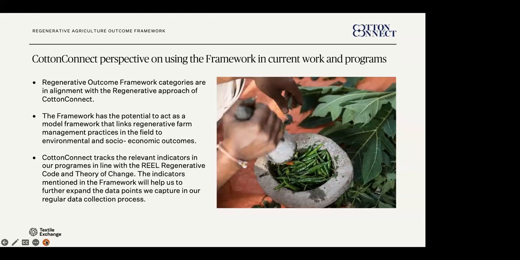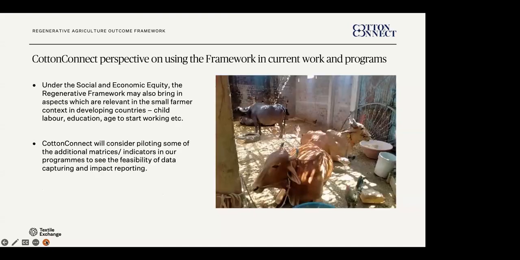But what the framework is going to help us with is to further expand the data points we capture in our regular data collection process. This is an ongoing improvement process for our programs in order to develop more robust training, and the framework will be a great guidance point. If we could move to the second slide, please.